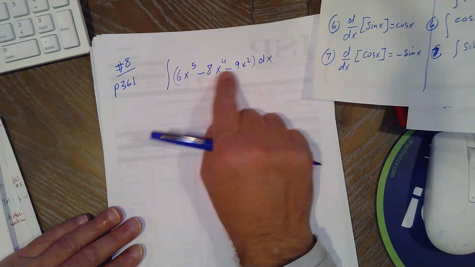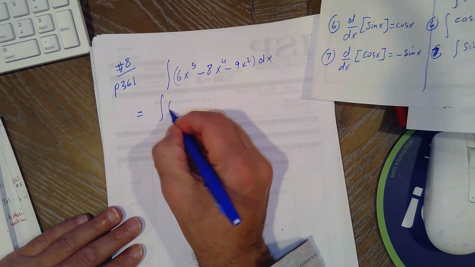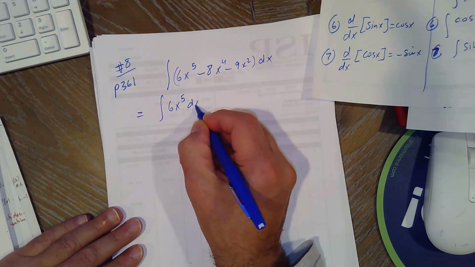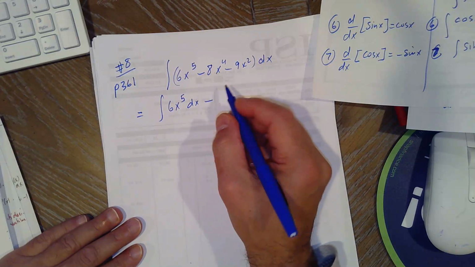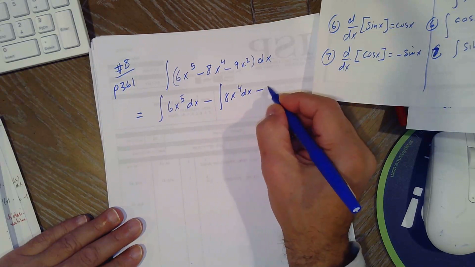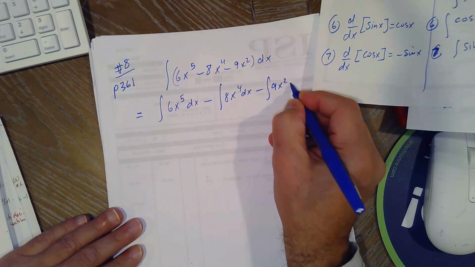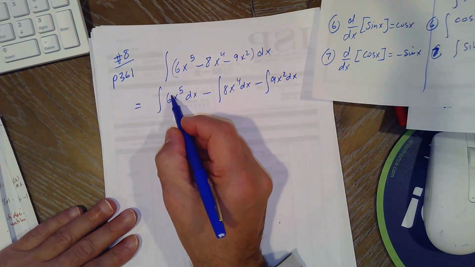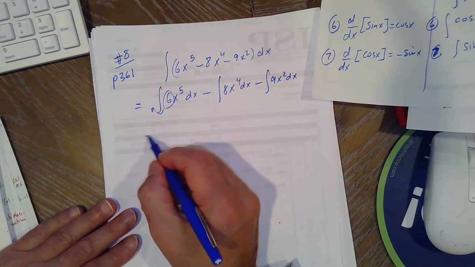So since it's addition and subtraction, we split it up. We can do that if it's addition or subtraction. We cannot do it if it's multiplication or division. There's no product rule, no quotient rule. We know if there's a constant, we pull it out.